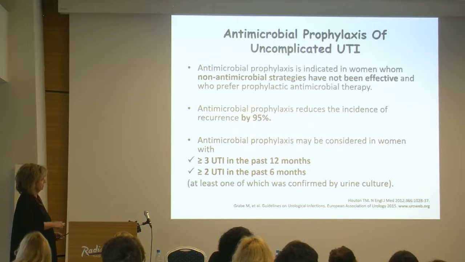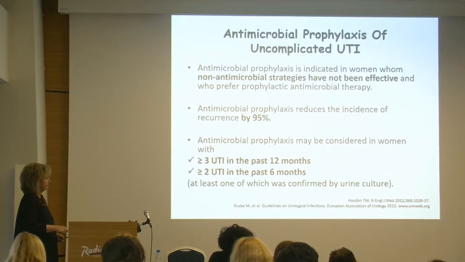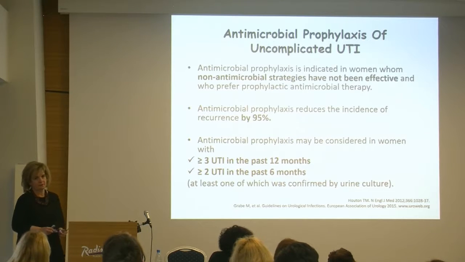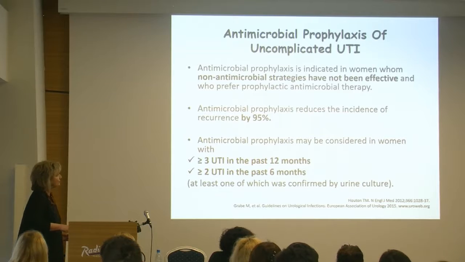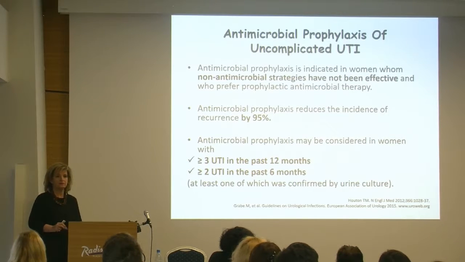And this is a definition of recurrence that is per se an indication for the introduction of antibiotic prophylaxis: 3 or more in a year, or 2 or more in half a year, and at least one of which was confirmed by urine culture, because you see some women come with such problems that might have some other origin, like vaginitis, trichomonas, candidiasis, or an STD might have different origins. So it should be a confirmed urinary tract infection.